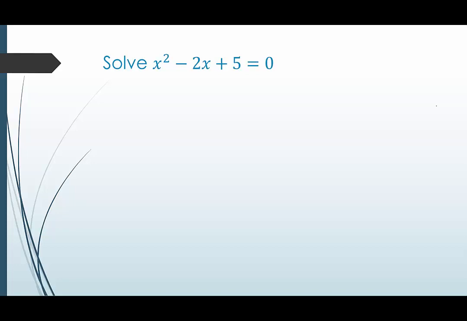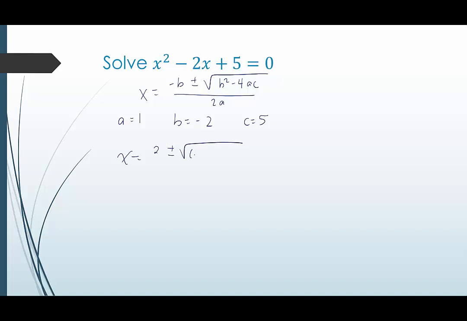Okay, so we want to solve x squared minus 2x plus 5 is equal to 0. The quadratic formula says x equals the inverse of b, plus or minus the square root of b squared minus 4ac, all divided by 2a. Well, here a is 1, b is equal to negative 2, and c is equal to 5. We're going to plug those in and see what happens. The inverse of negative 2 is 2, plus or minus the square root of negative 2 squared minus 4 times 1 times 5, all divided by 2 times 1.